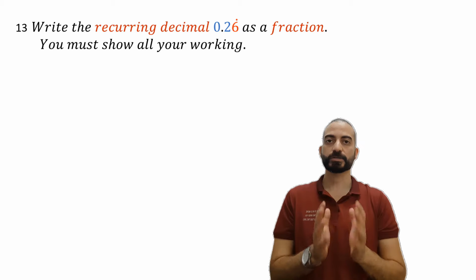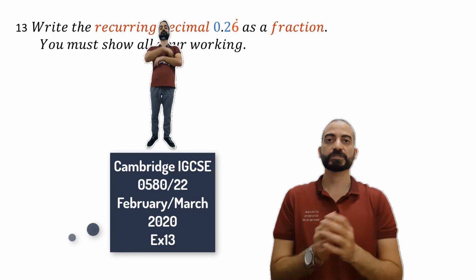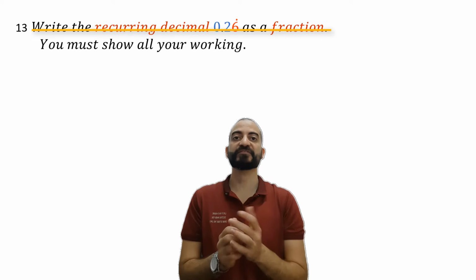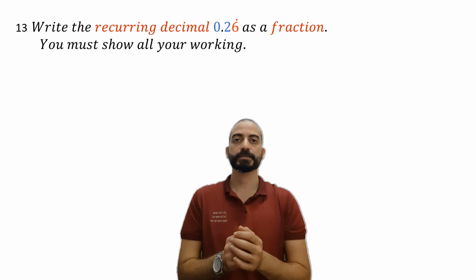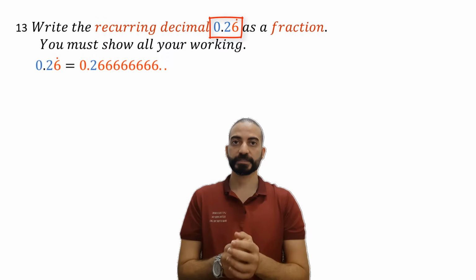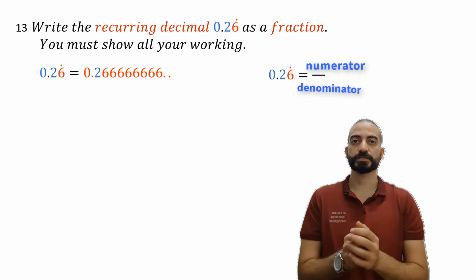Hello everyone. We will start by solving question 13 of the Cambridge IGCSE 2020 exam. This question tells us to write the recurring decimal 0.26 as a fraction. You must show all your working. As we see that this number is a recurring decimal and it's written in this form, but for brevity it is written in this form. We are required to write it as a fraction.